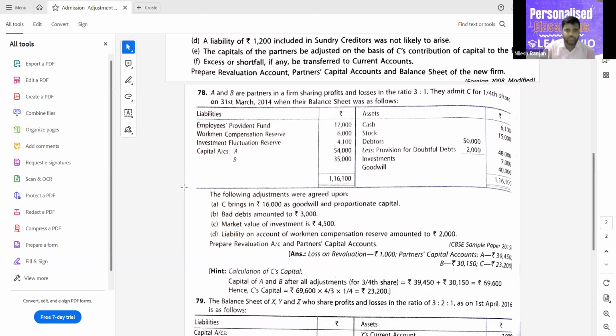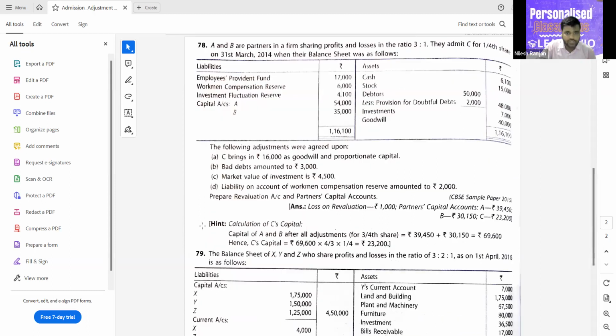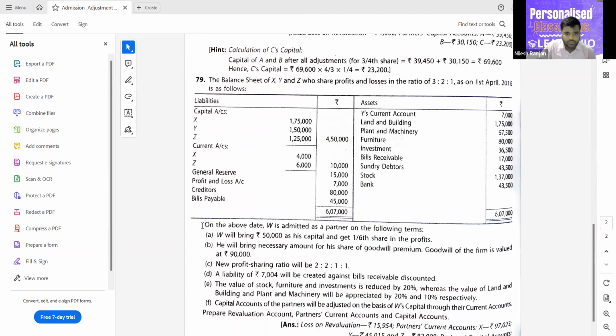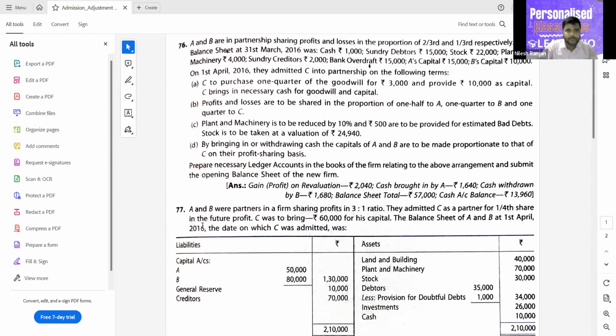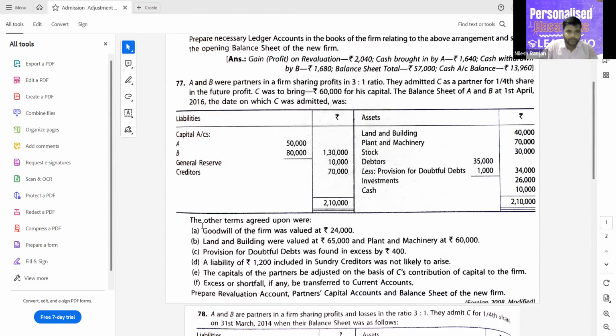Sorry, actually, we cannot use this example. Let's take question number 77, because in the next portion it is not required to adjust capital.